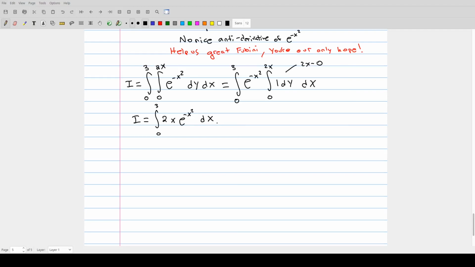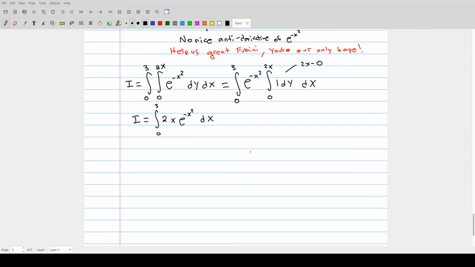And this is now a single variable integral. And not only that, it's a single variable integral that we can, in fact, evaluate. And I'll let you think about that for a second. Why can we evaluate this integral when we couldn't evaluate the first function? And the whole reason here is because we have this x that appeared from the switching of the bounds. All right, this new integral, it's a single variable integral with an x and e to the negative x squared.